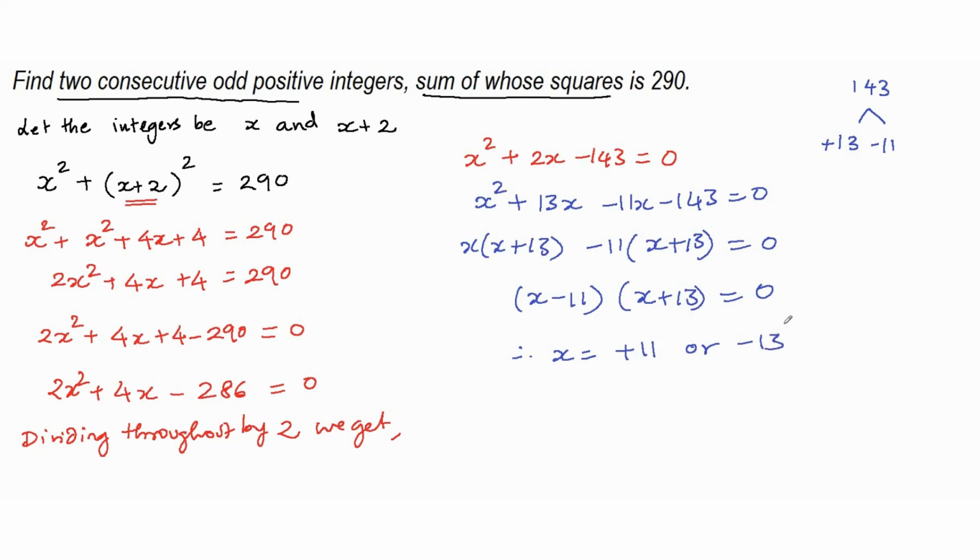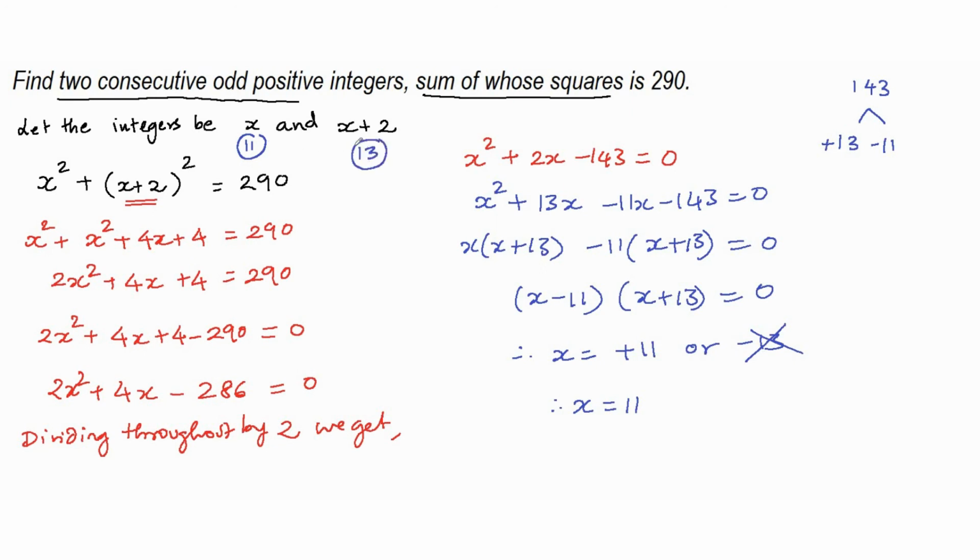Now we want positive integers, so negative 13 has to be discarded. Of course, you have to mention this in the solutions. And therefore the value of x is 11. The integers are 11, that's x, and x plus 2 is going to be 11 plus 2, that is 13.